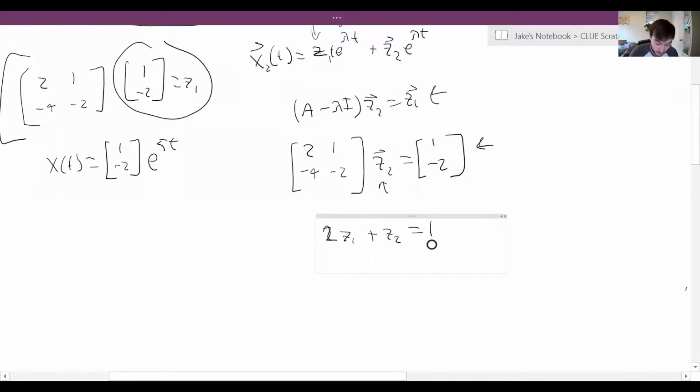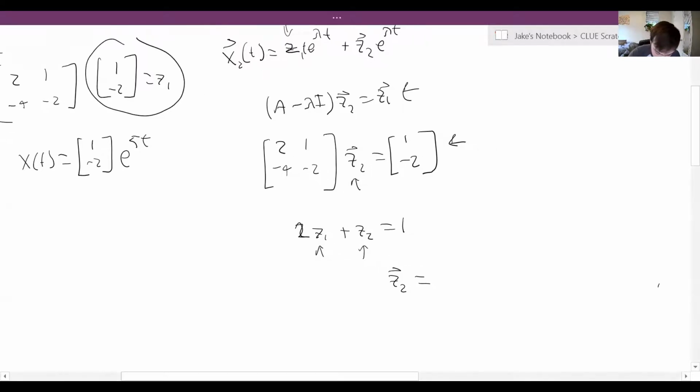So help me find a z1, z2 that works here. Let's think. What if we just did z2 is negative 1 and z1 is 1? Would that work? We get 2 minus 1 is 1. I think that works. Remember, these are the components of our vector. I really hope the subscripts are not confusing. I'm really trying to put the little hat on it when it's a vector and not when they're components. But if it is, well, I guess I can't fix it because this is pre-recorded. But hopefully that makes sense. So we get the vector z2, we're saying it's 1, negative 1.